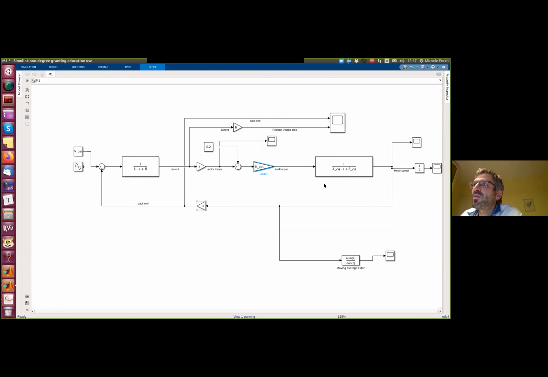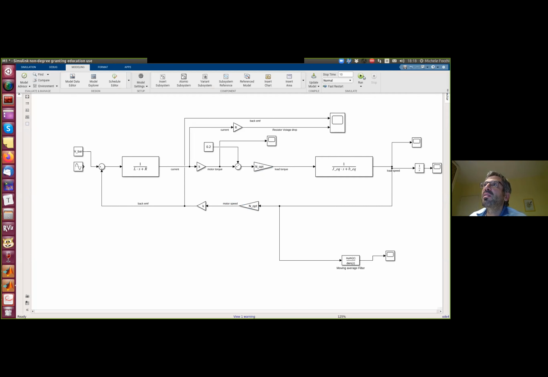Back EMF, motor speed. This is no longer the motor speed, it's the load speed. So to get the motor speed, we need to remember the load speed is much smaller than the motor speed. We need to multiply by the gear ratio, because whatever we multiply for the speed constant to compute the back EMF is the motor speed, not the load speed. So now we should be able to simulate.